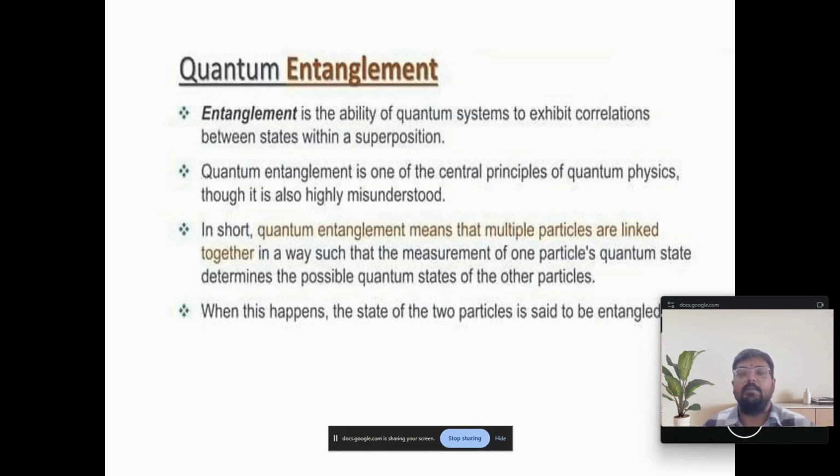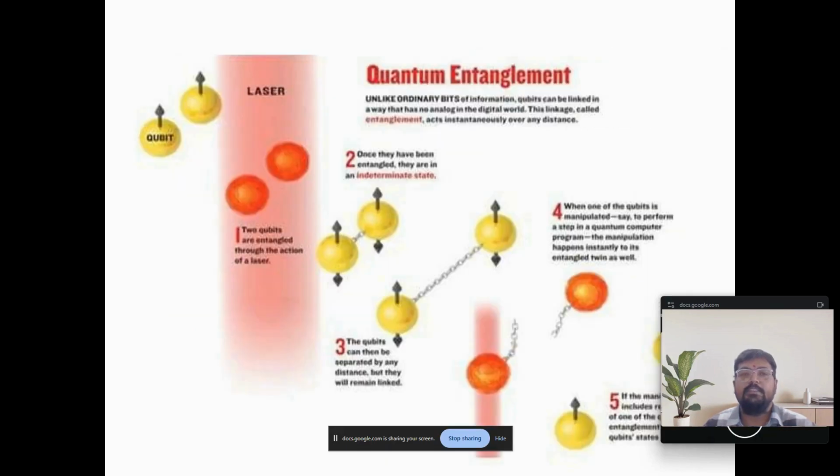Next, quantum entanglement. Entanglement is an ability of quantum systems to exhibit correlation between states within a superposition. Quantum entanglement is a central principle of quantum physics that is highly misunderstood. It means multiple particles are linked together, and if you separate those particles from one end of the universe to the other, if one changes its state, the other automatically changes its state too.